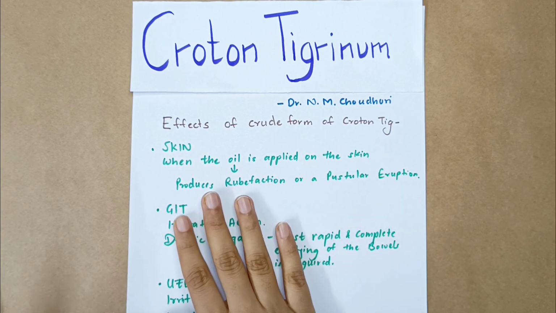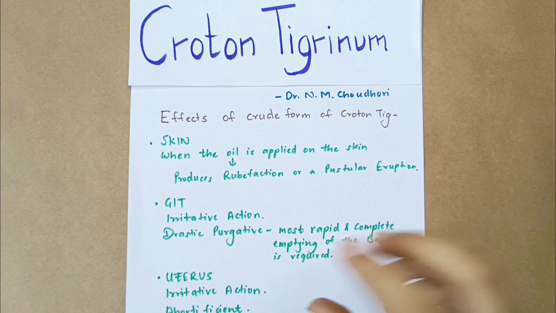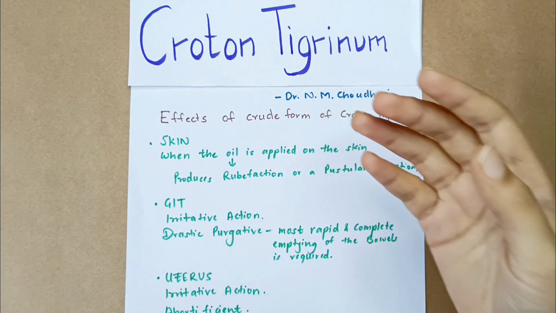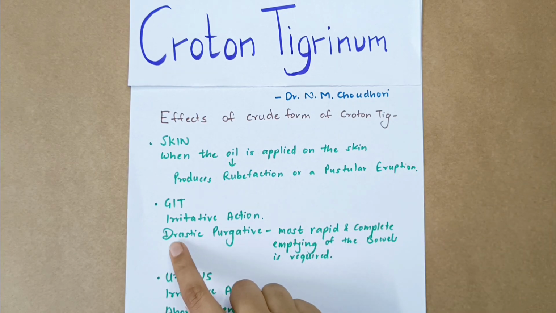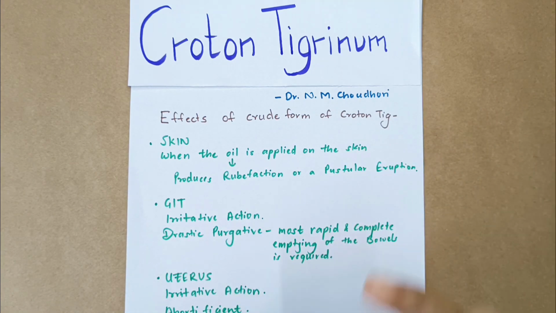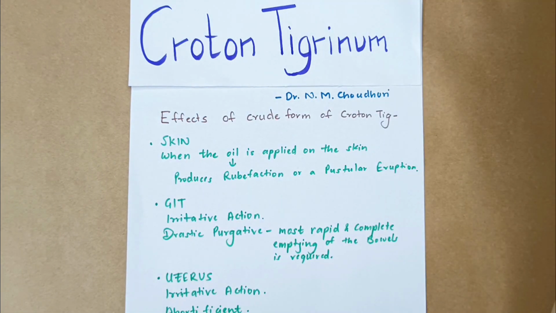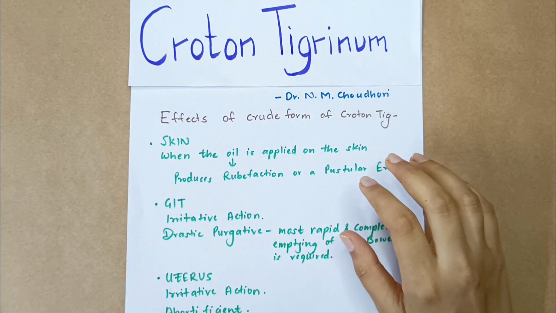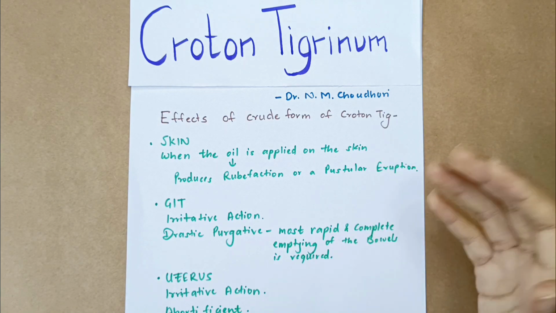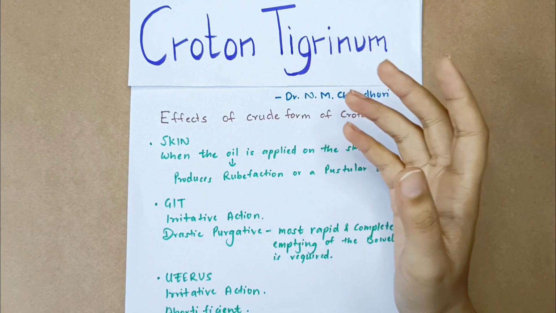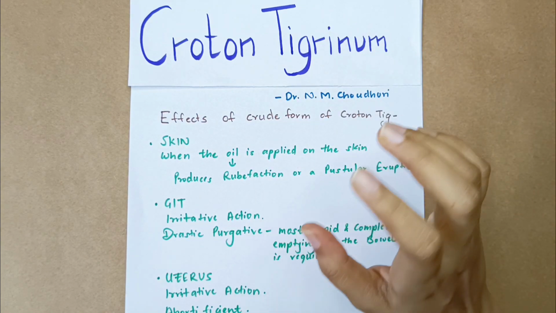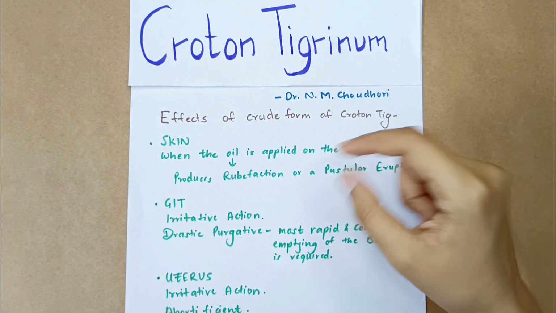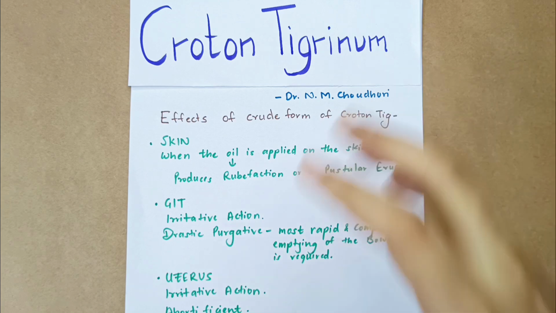Then it also has a great action on the GIT. The action is irritative, meaning it irritates the mucosa of the stomach and the intestines and causes a lot of watery secretion. It is also a drastic purgative. Purgative means that it gives rise to emptying of the bowel. There is a lot of gushing out of stools, and it is a kind of laxative. Many times it is used in Indian households as a laxative to clear the bowels. It is very well known because the rapidity of its action is very fast, and the smallness of the dose required is also an advantage, because you require a very small amount of it, and it shows action within a short time. So it gives this laxative effect.